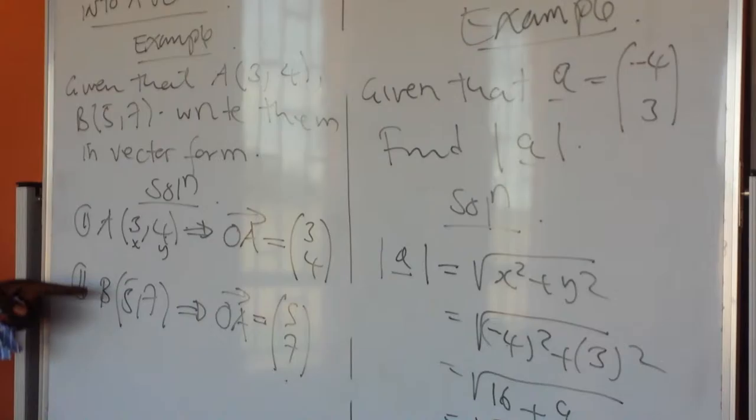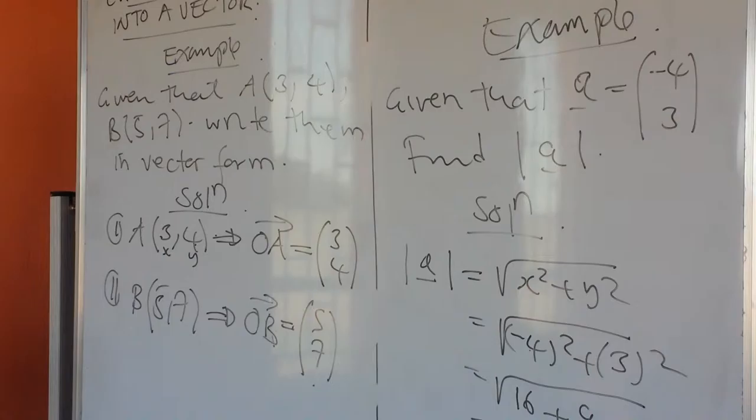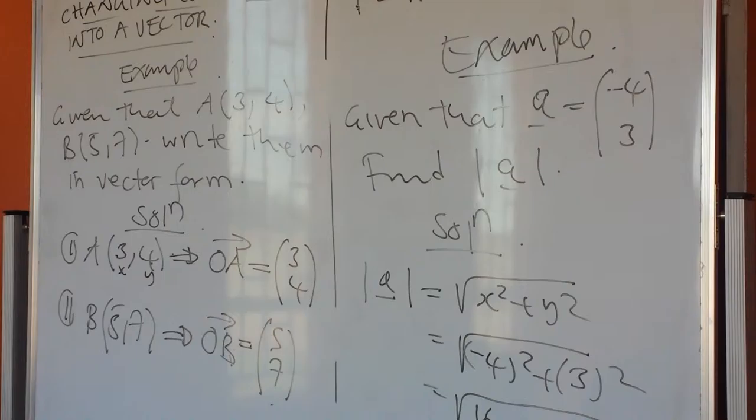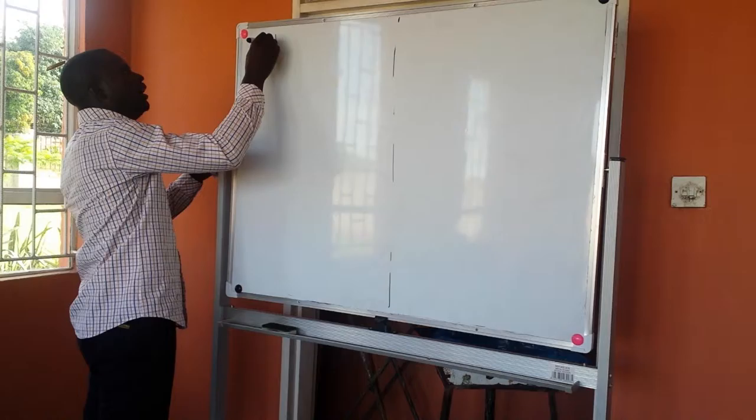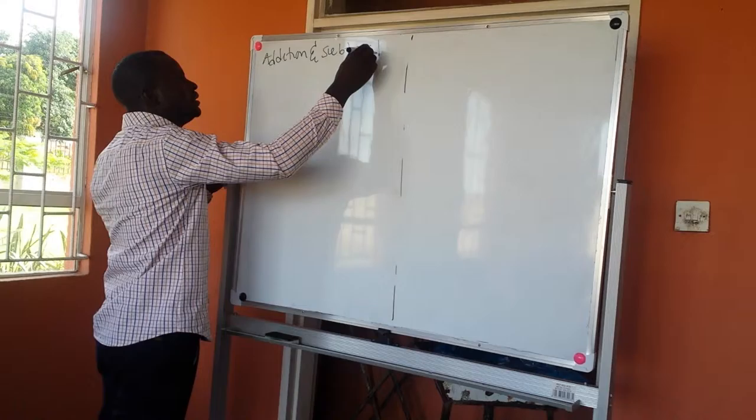So you can change from coordinate to vector and vice versa, from vector to coordinate. If you are writing as a coordinate, we don't say O, just say B. If you are writing as a vector, it becomes OB. You are writing as a coordinate, just say A. You are writing as a vector, say OA.